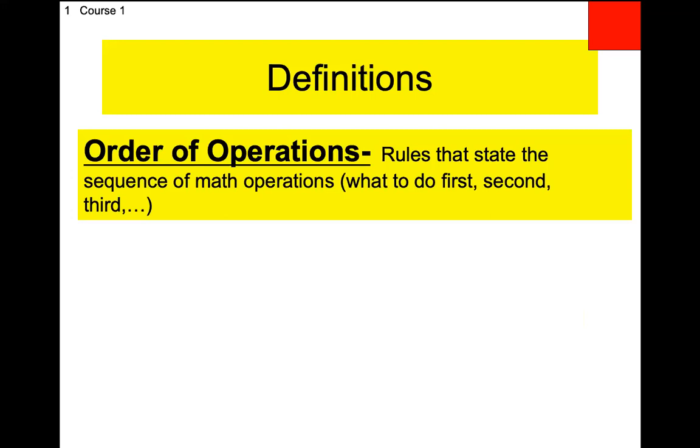Read. Rules that state the sequence of math operations. What to do first, second, and third. Sequence is a fancy word for order. Rules that state the sequence of math operations. What do you do first? What do you do second, third, and so forth. This year, you're probably not going to do more than 3, maybe 4 things. By the time you get to Algebra 1, you could be doing 6 things. You have to follow order of operations.